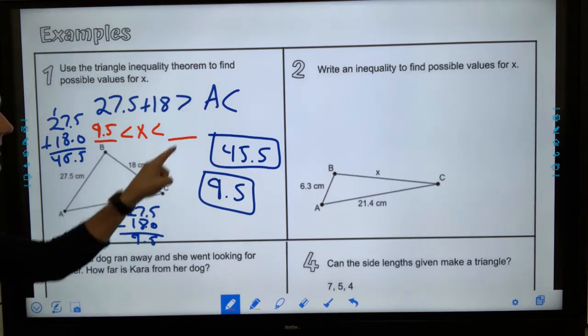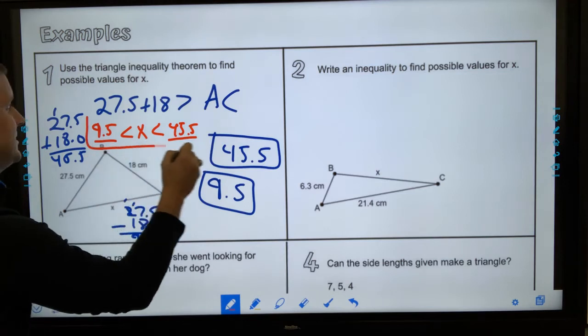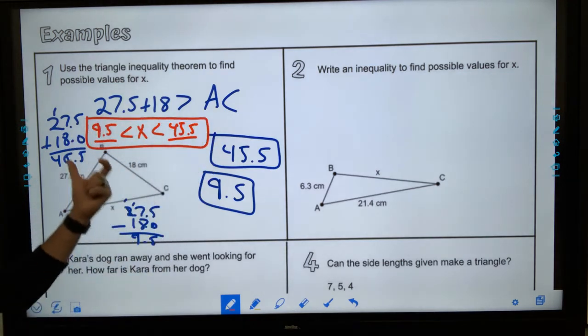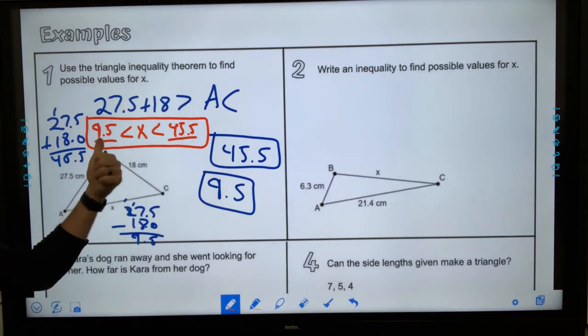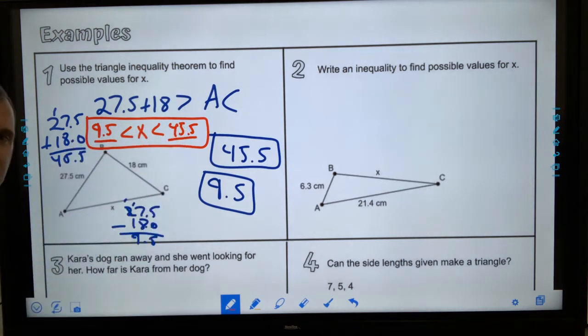Then I'm going to put the greatest value right here, which is 45.5. So that means the least, or the smallest value that this can be, is 9.5. So anywhere in between 9.5 and 45.5 is what that side measurement could be.